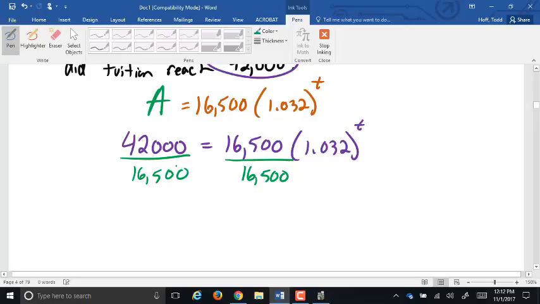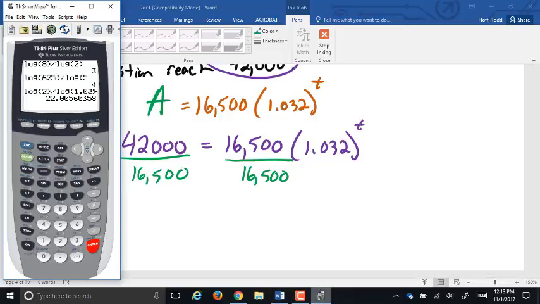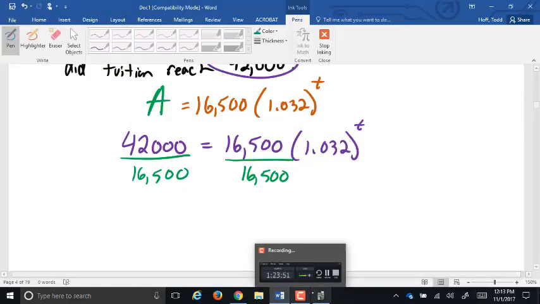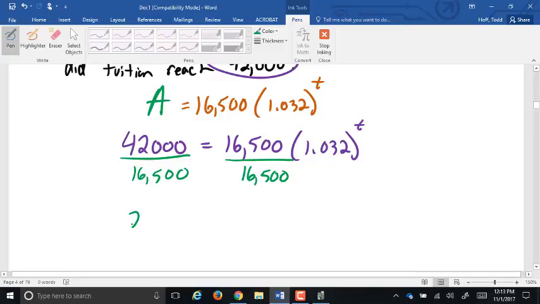So now I'm going to show you a little trick here. We're going to keep this in our calculator. I would do 42,000 divided by 16,500. And I get that answer. If I write it down and try to type it back in, it's going to be rounded. So I'm just going to leave that on my screen. I'm not going to hit clear. I do have to write down a number here, though. I'm just going to write down 2.54 equals the 1.032 to the power of t.